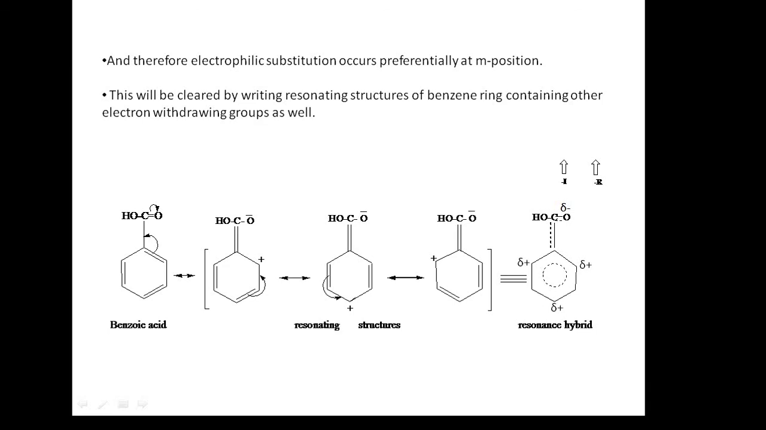The resonance hybrid for this benzoic acid may be written like this. So here also the minus I and minus R effects are responsible for the decrease in electron density in the phenyl group, and that too at the ortho and para positions in comparison with the meta position. So when it finds an electrophile, the ortho and para positions repel the electrophile, but the meta position will attract the electrophile by having comparatively more electron density. So here we can say that if benzoic acid is nitrated, we will end up with meta nitrobenzoic acid.